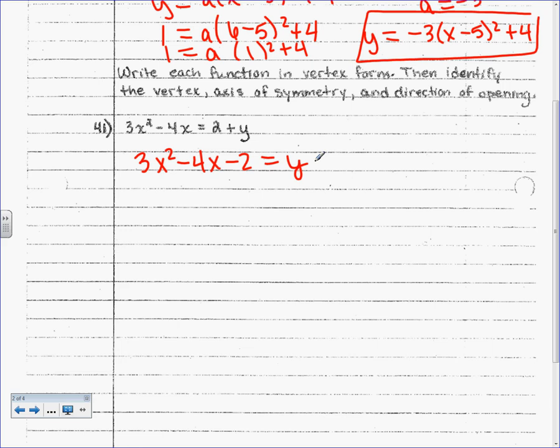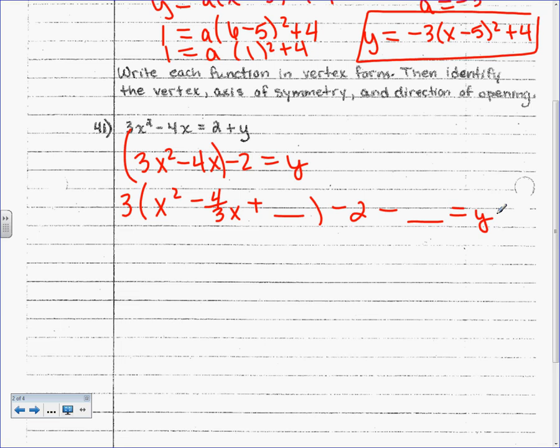Now what? Group the x's. Now what? Make the coefficient on x squared a 1. What is it right now? 3. So pull out a 3. What's left over? X squared minus 4 over 3x. Always a plus blank and sometimes a minus blank. Are you guys okay with that? Okay.